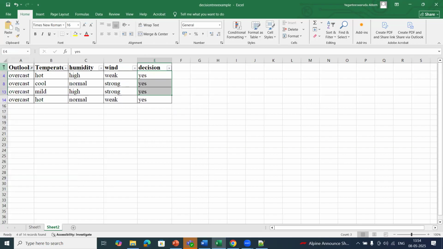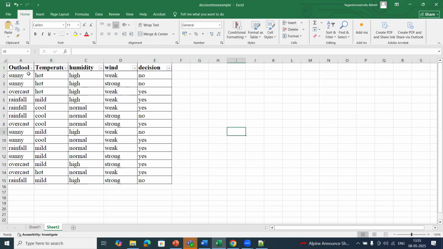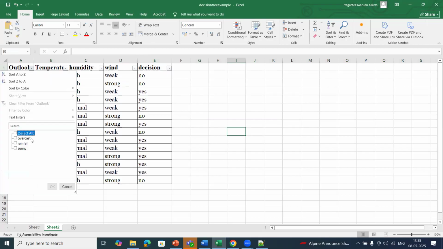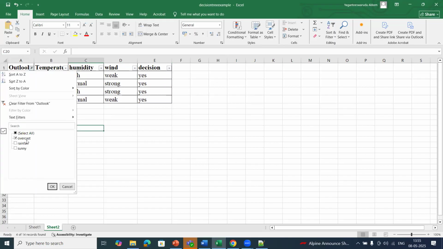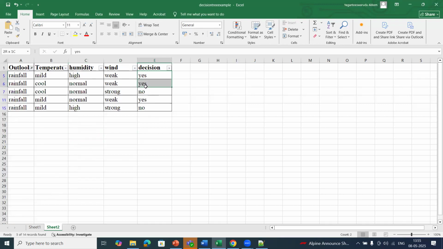First clear these filters so that you can understand. See here, if outlook is overcast, there is only one class, that is yes. That's why I'm not calculating the Gini index. But if outlook is rainfall, there are two classes, yes and no. So again I need to calculate the Gini index for temperature, humidity and wind, and the one having the least Gini index will be placed as the intermediate node.